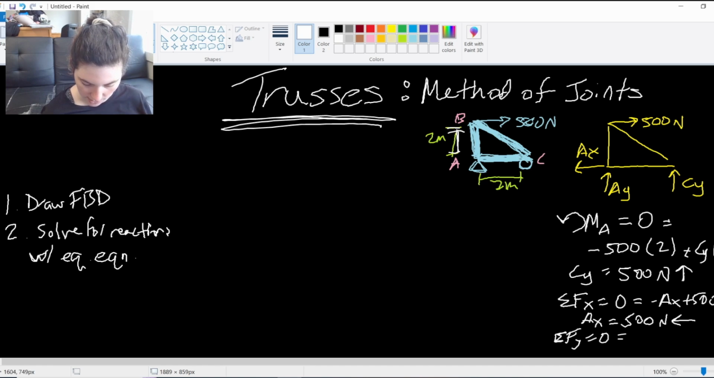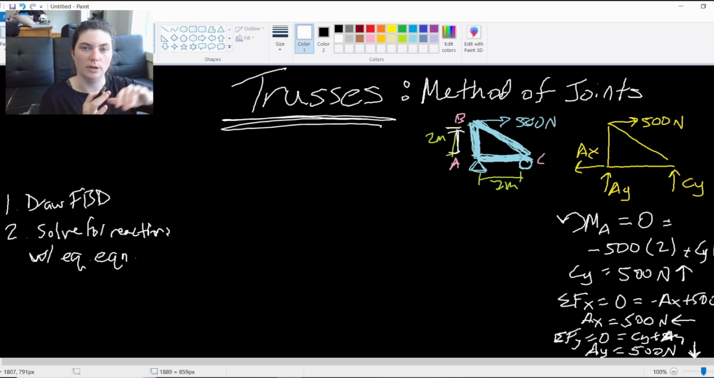If I just write out the math here, I get Cy plus Ay, which means I assumed the wrong direction for Ay, because my Ay will end up negative. So Ay is 500 newtons pointing downward. And these are my support reactions. So this is just the same as the equilibrium problems we've been doing so far. But now we have these added steps in solving what are the forces going through the members.